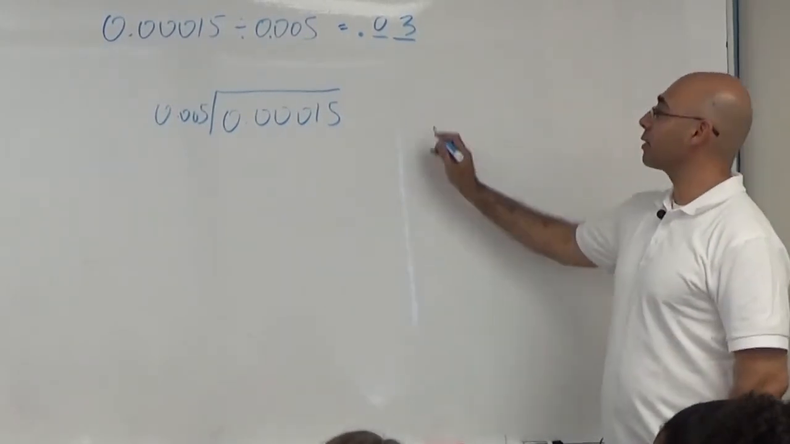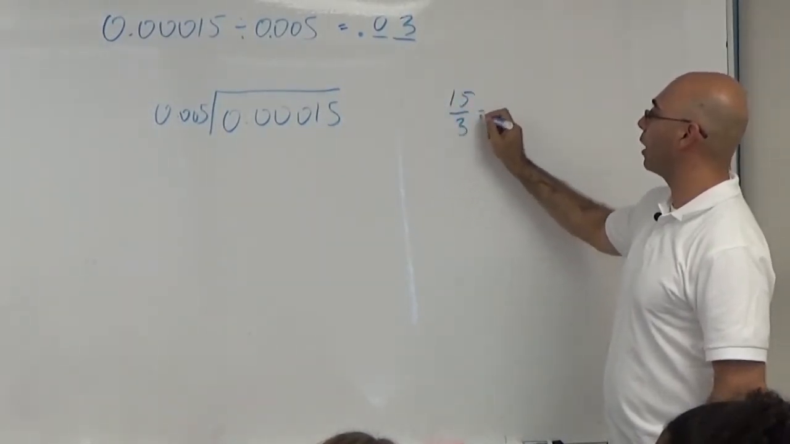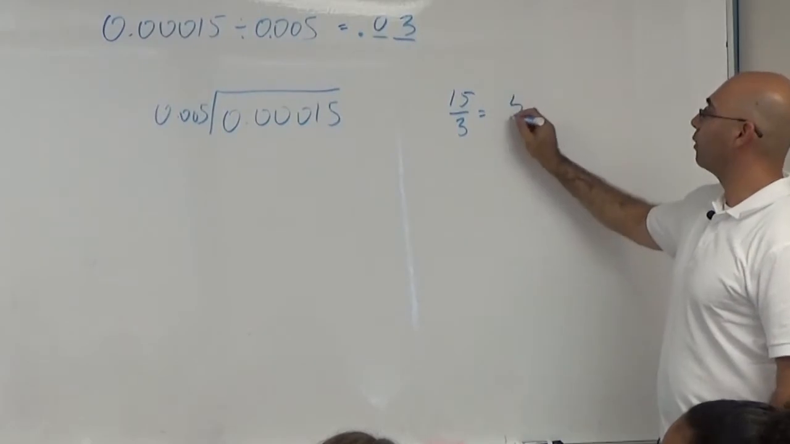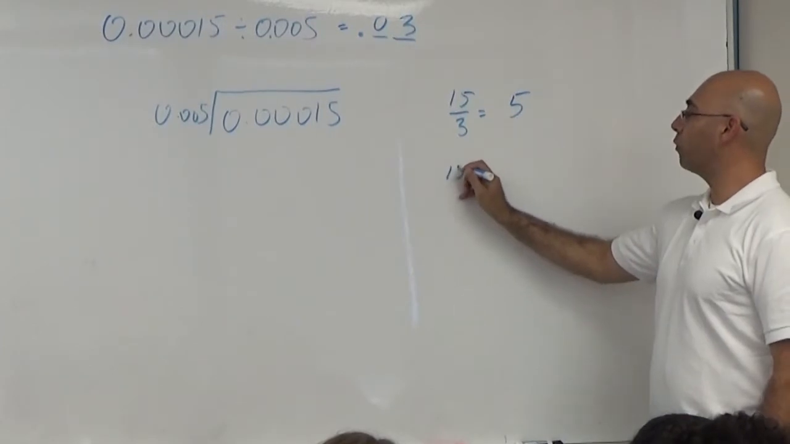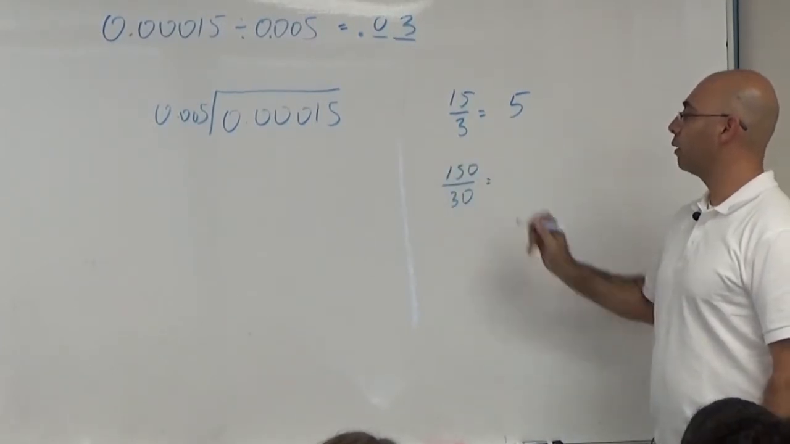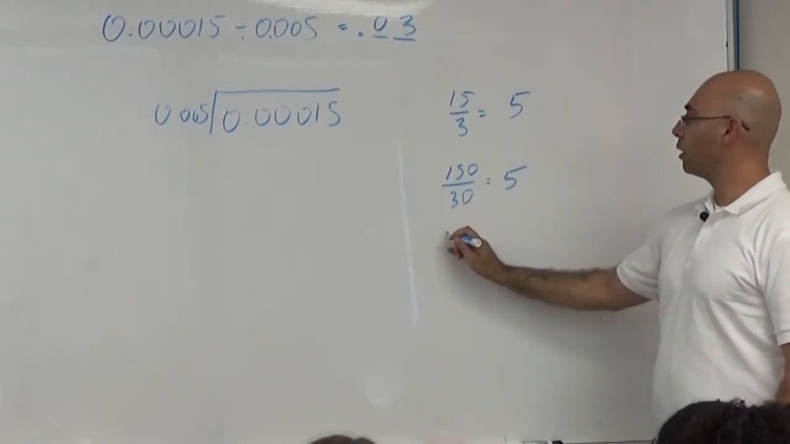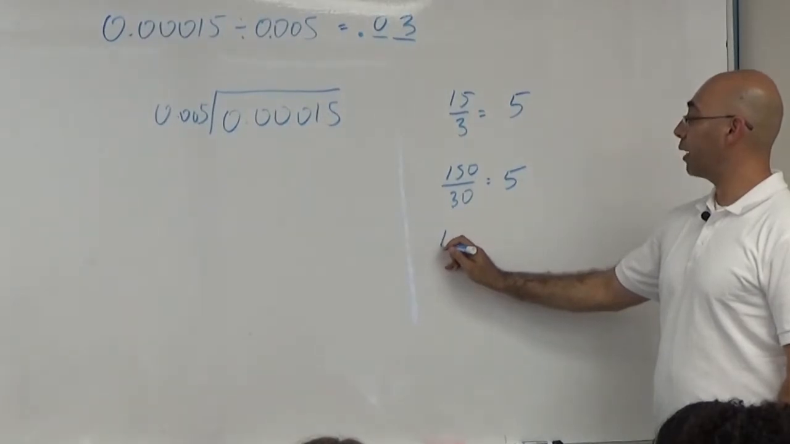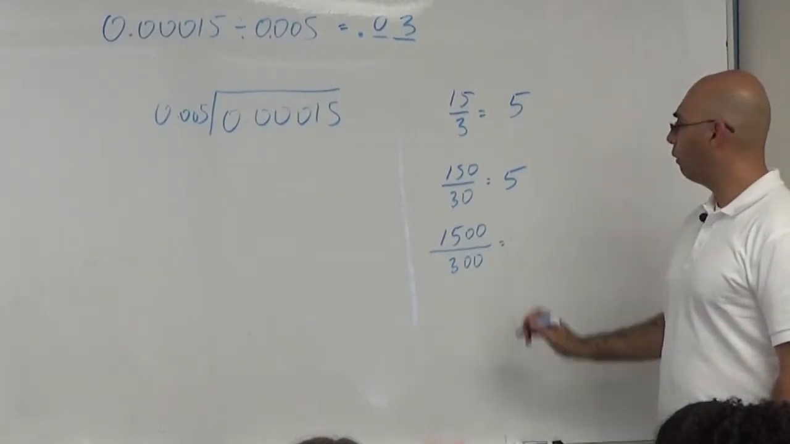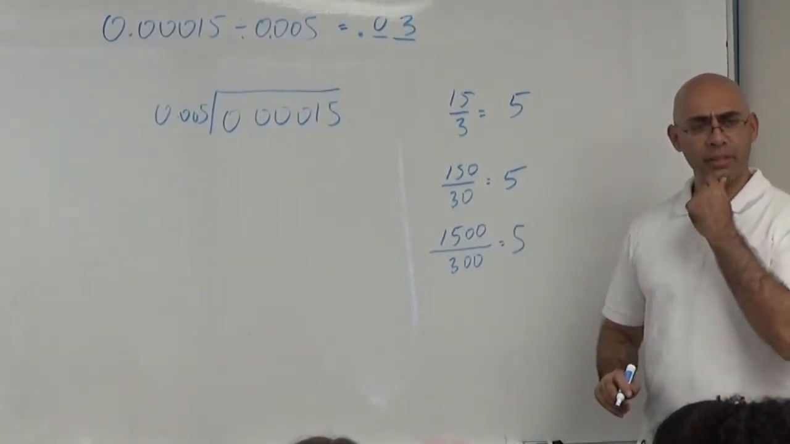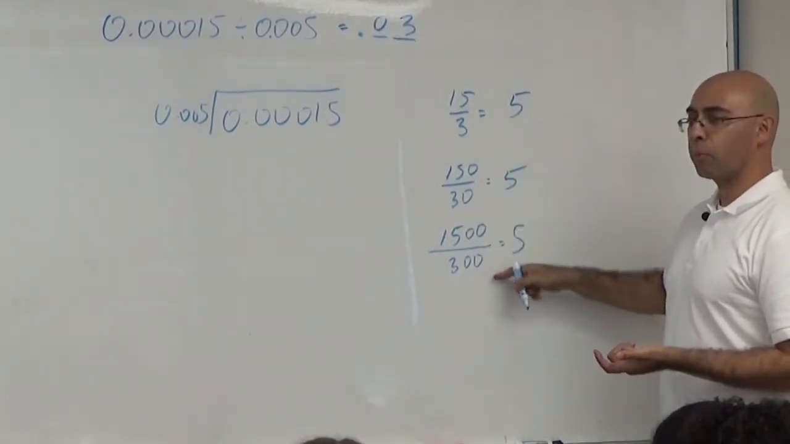I want you to take a look at this. Let's write it down like this. 15 divided by 3 is how much? 5. What is 150 divided by 30? Oh, it's also 5. Wait a second. What is 1,500 divided by 300? Wait a moment. You have the exact same answer with 3 different problems.